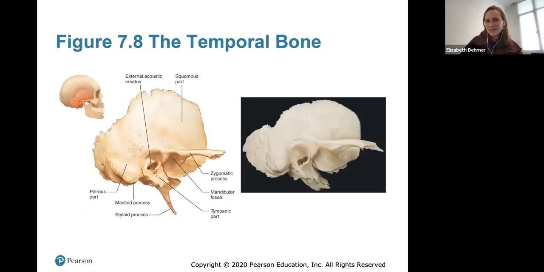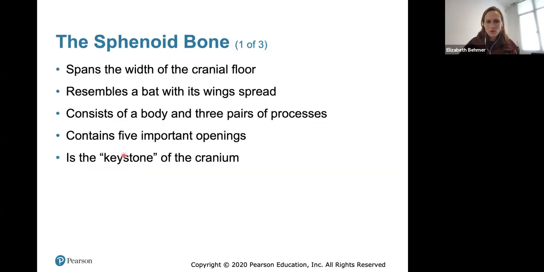So here's a look at the temporal bone and shown where it would lie in the skull. The squamous is the flat part. You can see some of these holes labeled: styloid process, mastoid process, and then the petrous will be the more rocky or bony part. The sphenoid bone spans the width of the cranial floor.